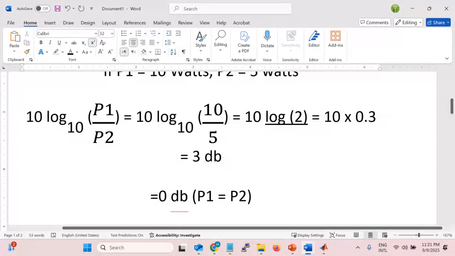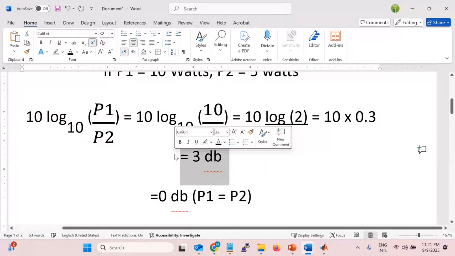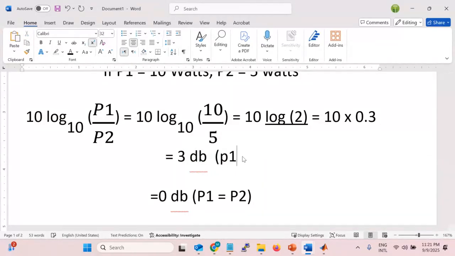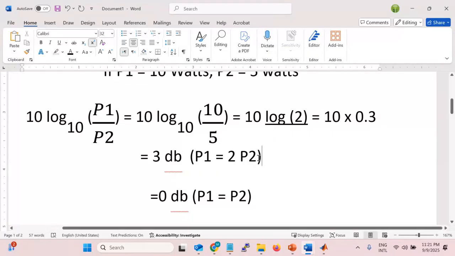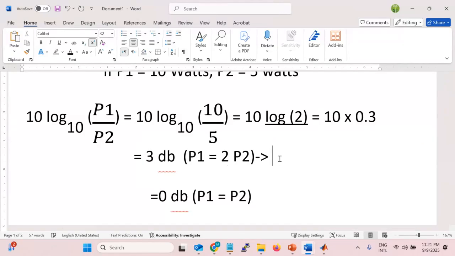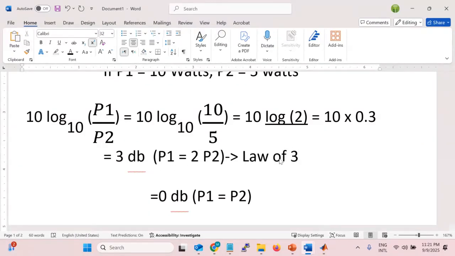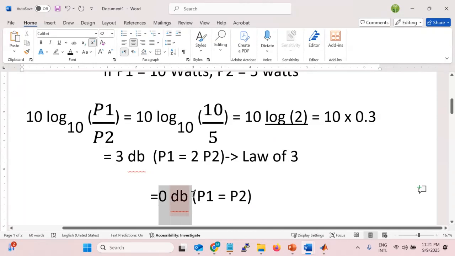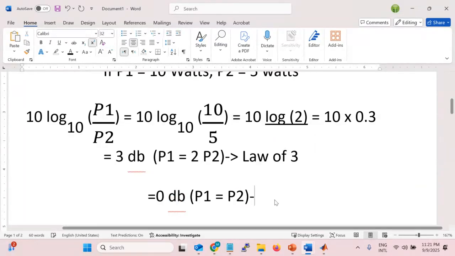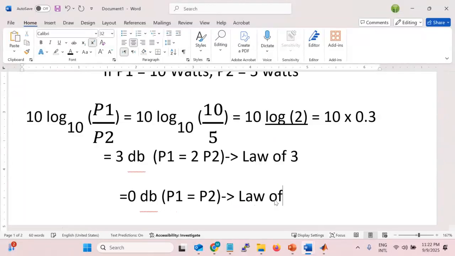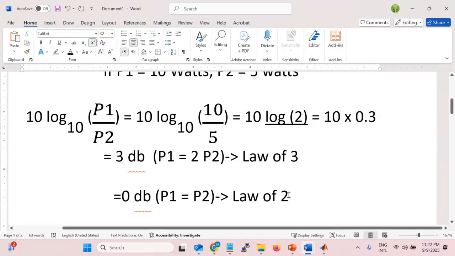What does this mean? When the result is 3 dB, this means that power 1 equals 2 times P2. Power 1 is twice P2. This is the law of 3. When the result is 0 dB, it means P1 equals P2, and this is the law of 0.